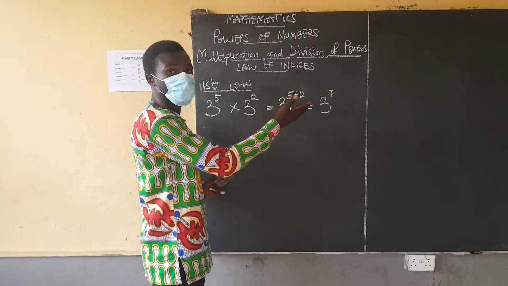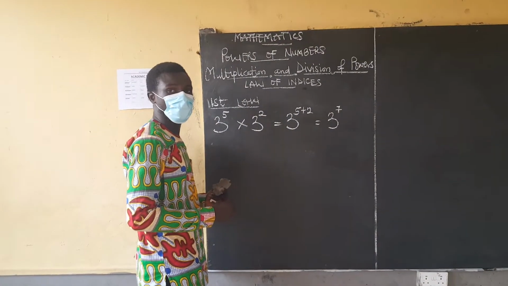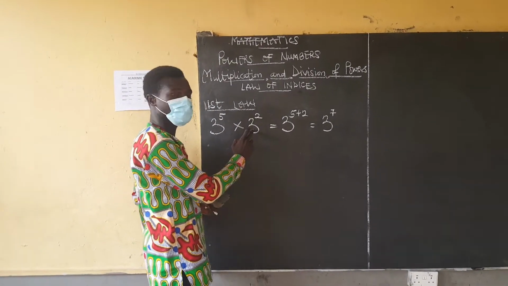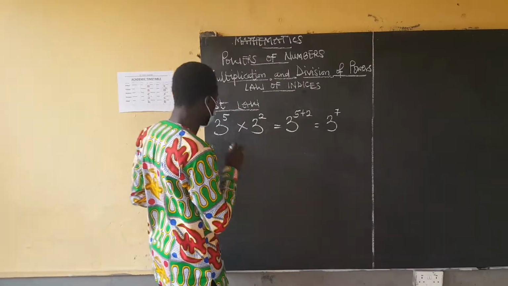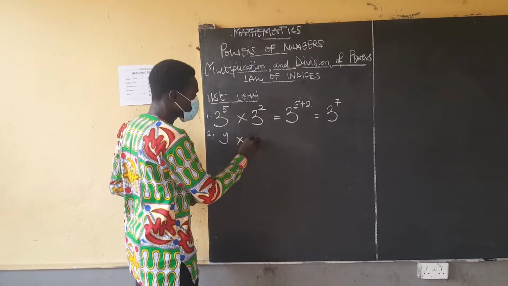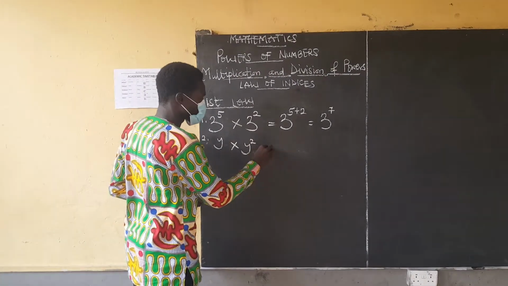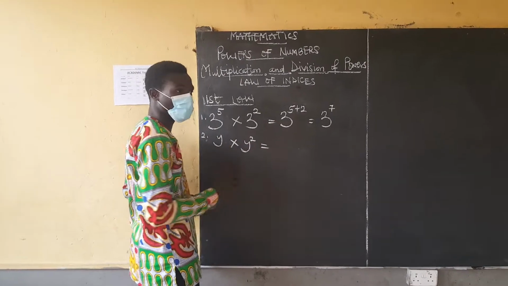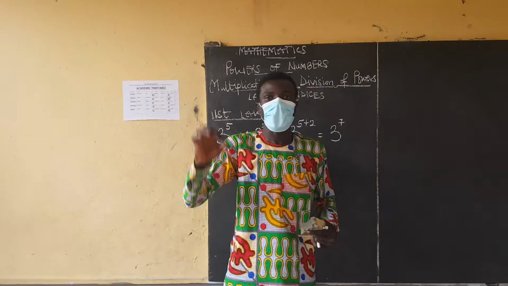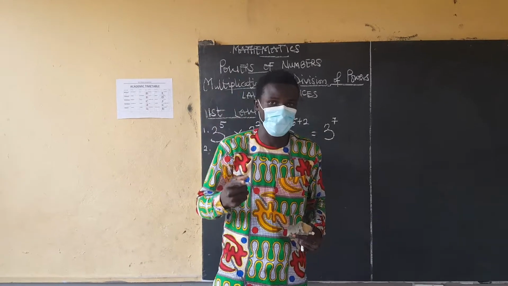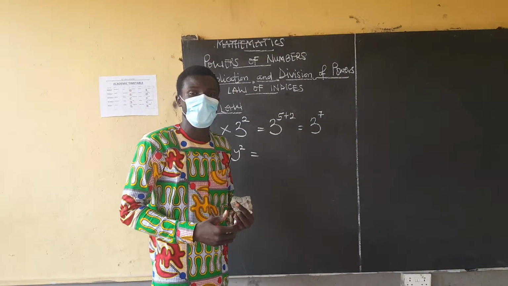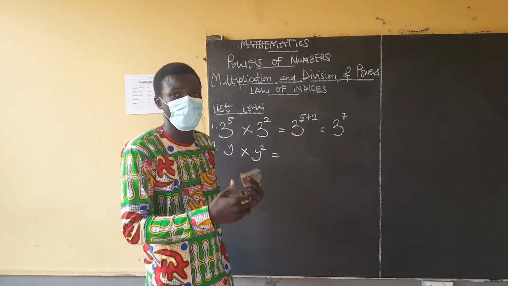So if you are multiplying and the bases are the same, because the bases are the same, you add the powers. That is what the first law says. So let's say we have another example here: y times y raised to the power 2. Now, in our previous videos, we are able to say that any number without a power is written as power 1. So if you want more explanation, you have to visit our previous videos for simplification of powers and finding the product of prime numbers.